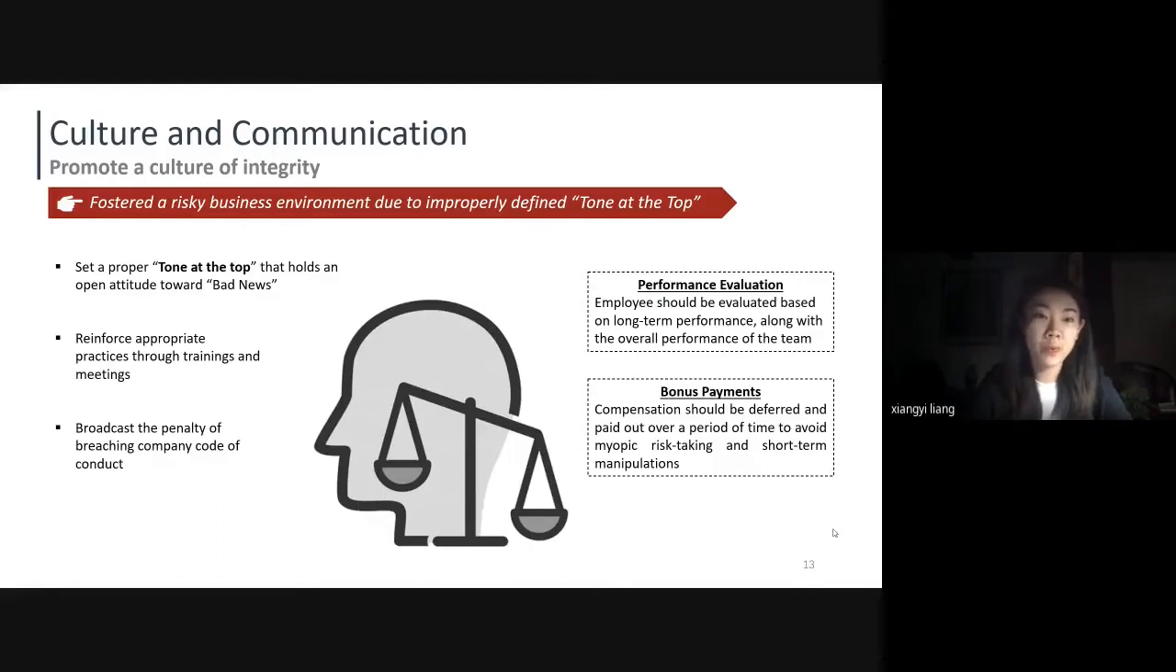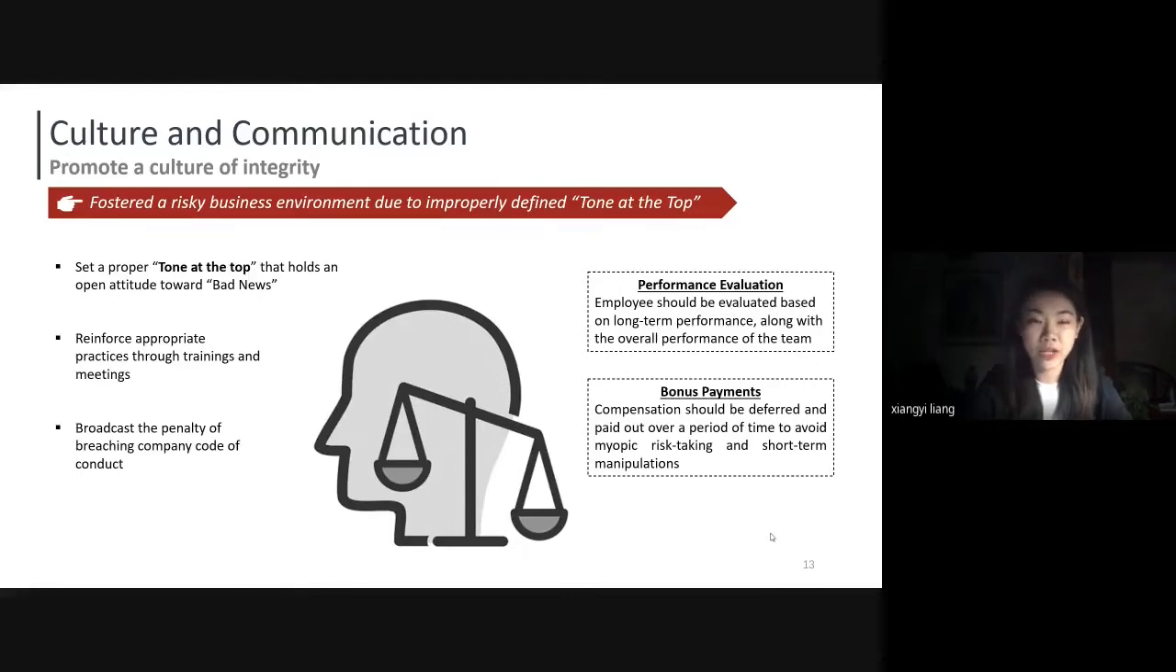And to incorporate such a culture of integrity into employees' day-to-day decision-making, the performance evaluation should be based on not only the revenue being generated, but also the risks that are undertaken, such as risk exposure, as well as employees' compliance to the code of conduct and their long-term performance. And to avoid short-term profit manipulation, the bonus could be deferred or spread out over 3 to 5 years to discourage such motivation.